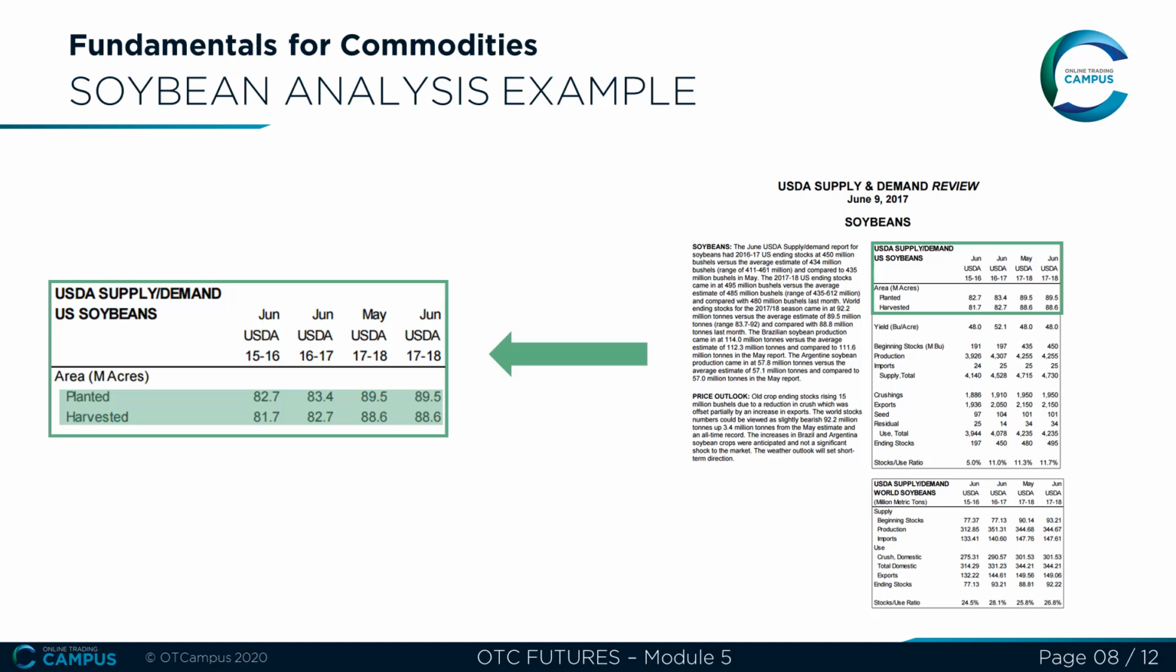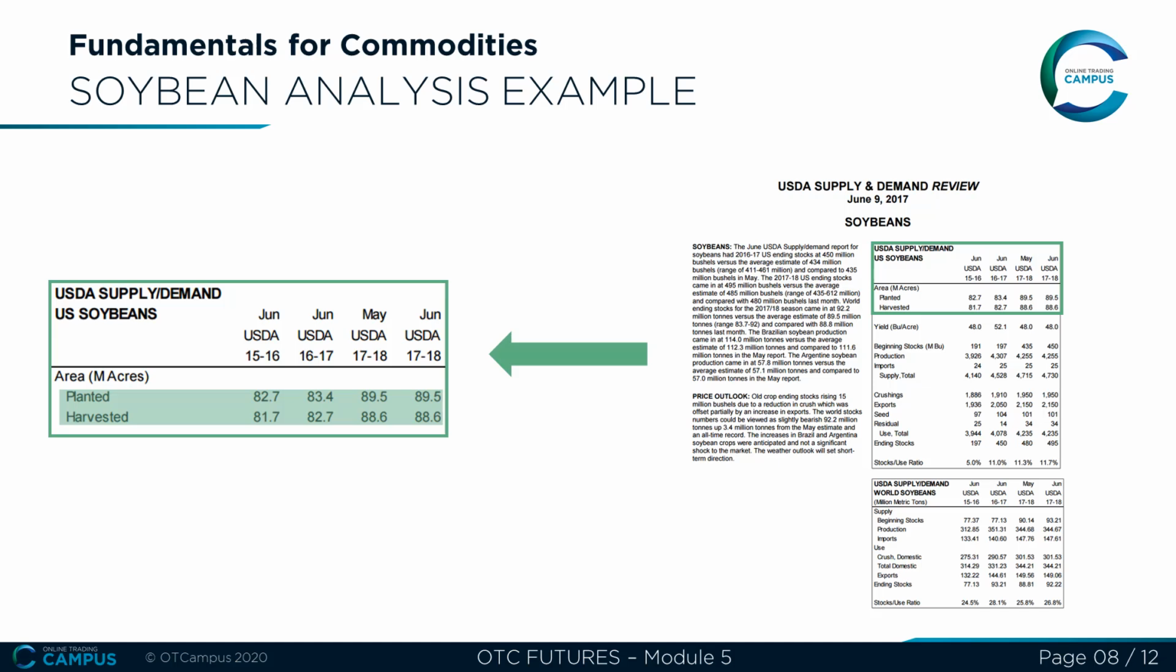But look at 2016 to 2017, planted 83.4 million, harvested, this point was 82.7. Again, less than what was expected, but more harvested compared to the last year. And again, we have the same theme for June 17 to 18. We have more harvested compared to last year June. That is again creating a surplus here.